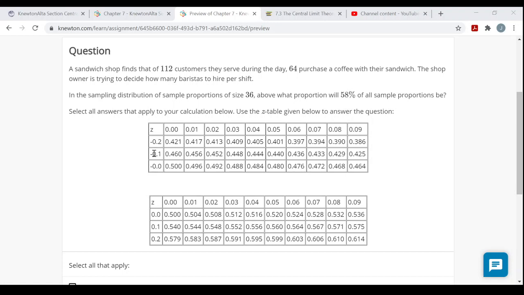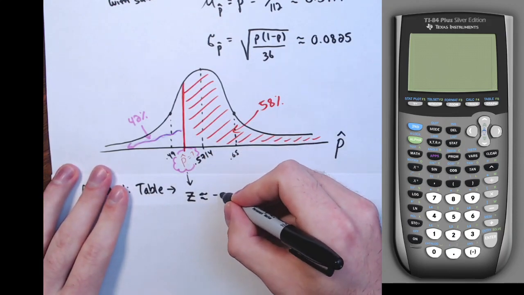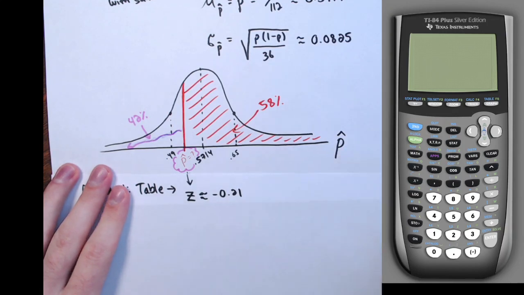So see how negative 0.10 has 46% below it. That's too much. So look here. Negative 0.20 has 42.1% below it. But that's too much area as well. So the closest without going over is a z-score of negative 0.21, which has 41.7% below it. So back on the paper, this value I'm looking for has a z-score of approximately negative 0.21 according to that table.